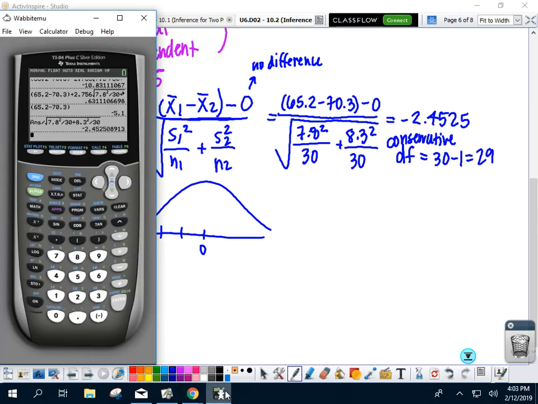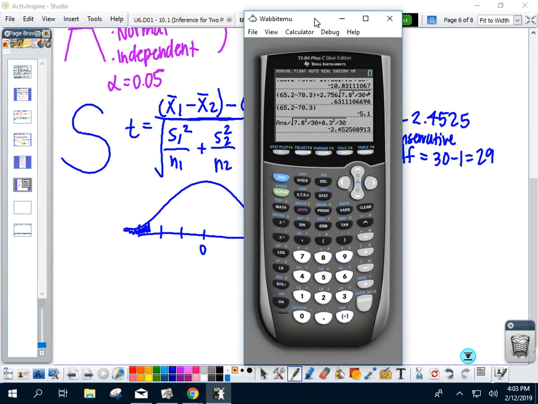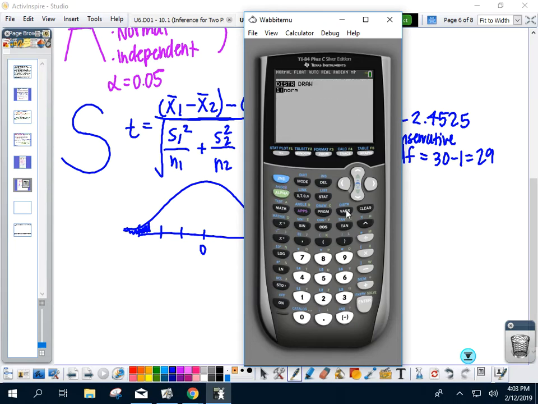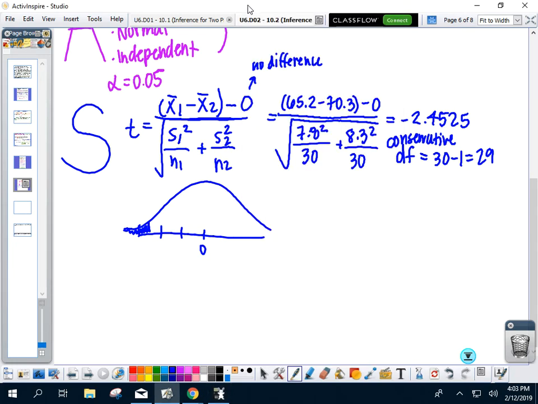And tcdf. Second VARS, for me it's 6. Because I have shaded to the left and a less than sign in my HA, I start with negative 9 to the 99, or negative infinity. I put in my t, negative 2.4525, and I put in my df of 29. Paste. My p-value is 0.0102. I always round p-values to 4 decimals.